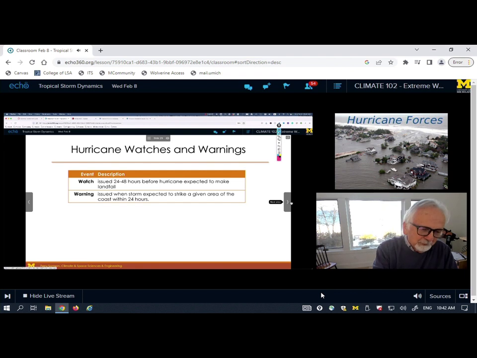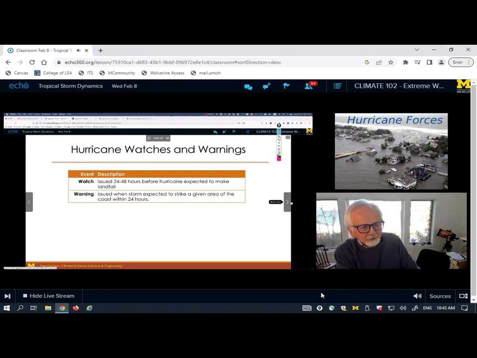But if you were living in Florida, they're going to be talking to you about the potential for an oncoming tropical storm or hurricane. They'll use the words watches and warnings, and it's hugely important that you know the difference. A watch means it's usually a day or two before the hurricane's expected to make landfall.